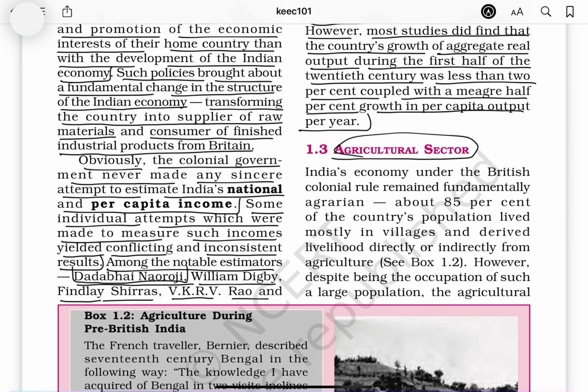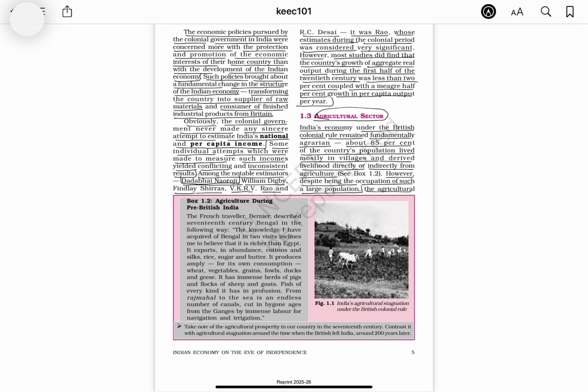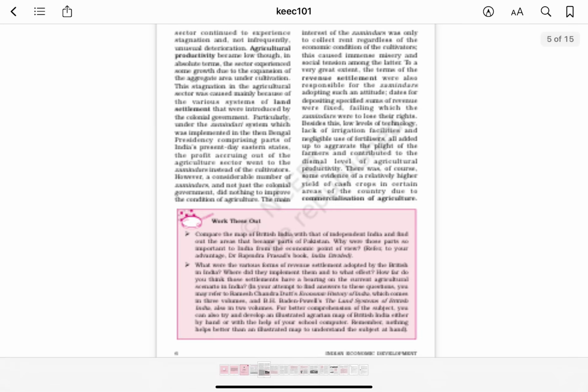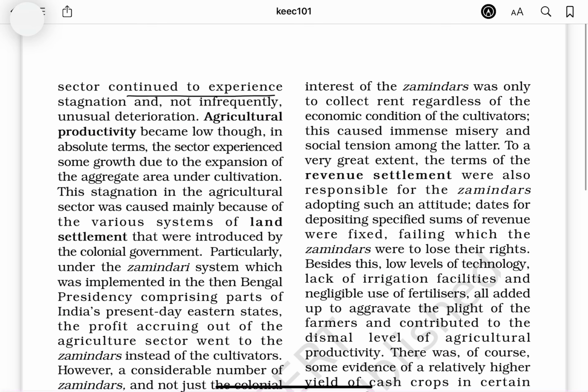Agricultural sector. India's economy under the British colonial rule remained fundamentally agrarian. About 85% of the country's population lived mostly in villages and derived livelihood directly or indirectly from agriculture. However, despite being the occupation of such a large population, the agricultural sector continued to experience stagnation and not infrequently unusual deterioration.